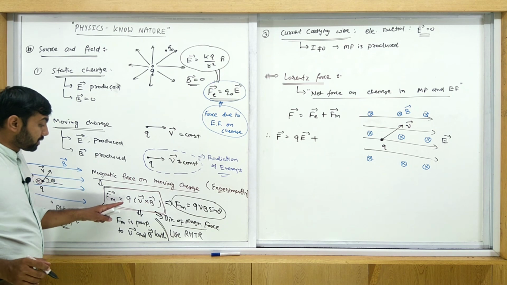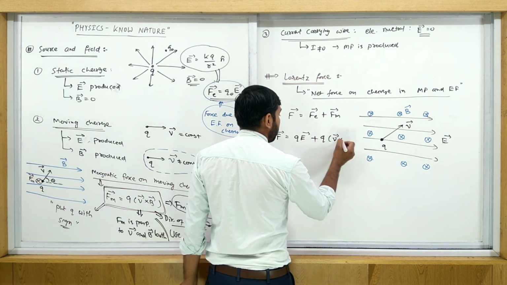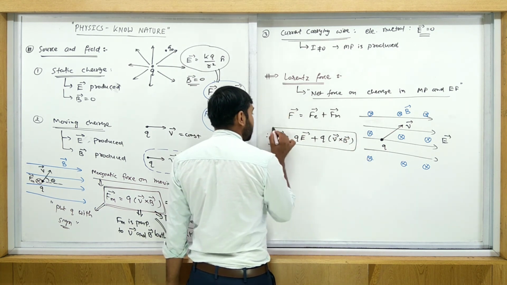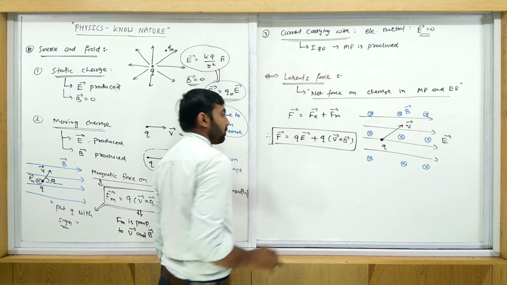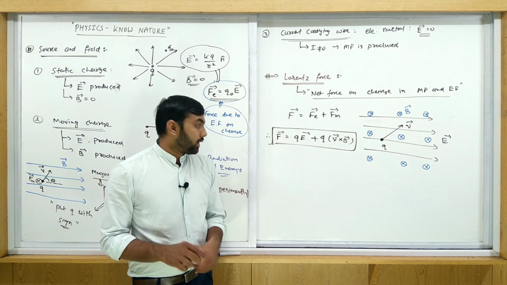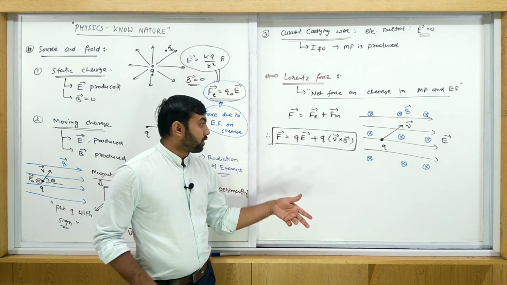So QE plus what is Fm? Magnetic force. Magnetic force is given by Q V cross B. So plus Q V cross B. So this is the equation of Lorentz force on a charge. This equation was found by Lorentz experimentally, and we have to write this equation here. Okay, and the direction of this force is fine.